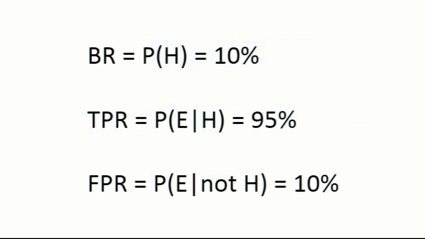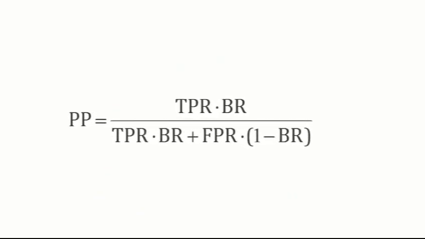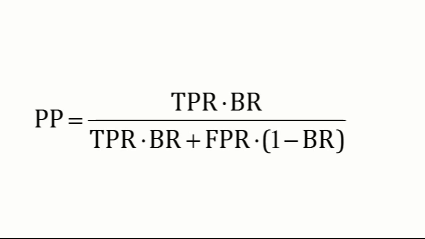But in our case, they are 3. The Bayes rate, the prior probability of the hypothesis before the evidence, 10%. The true positive rate, the probability of the evidence given that the hypothesis is true, 95%. And the false positive rate, the probability of the evidence given that the hypothesis is false, 10%. We plug these three numbers in the Bayes formula, and the result is 51.4%. This is the Bayes theorem in our notation.